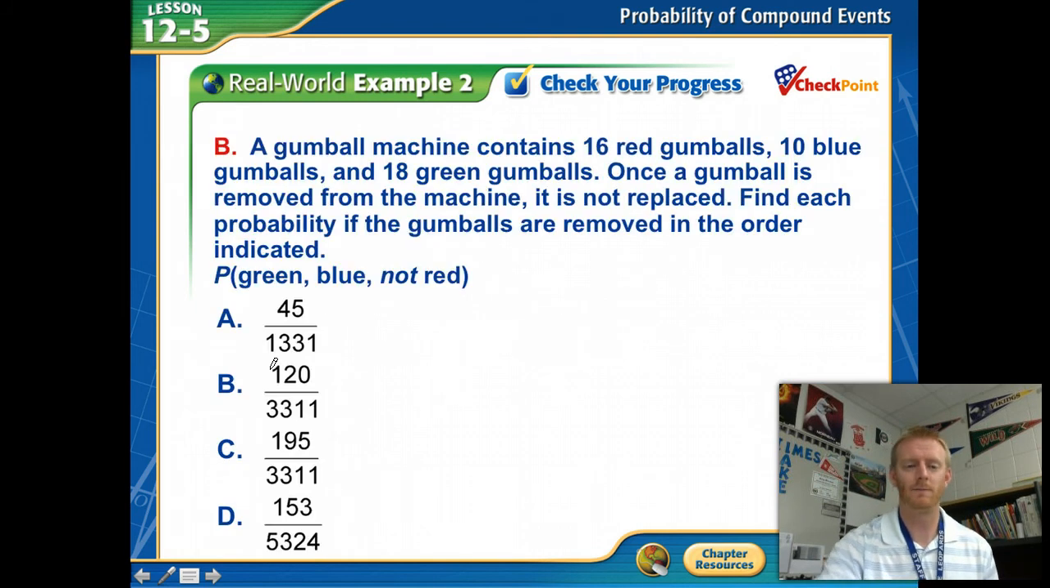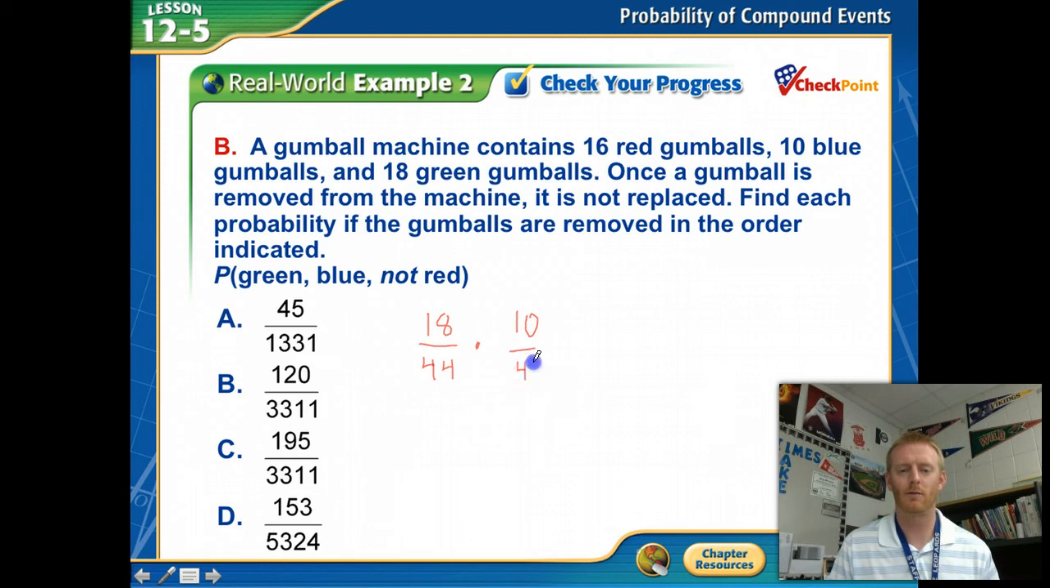Let's try one more. This time I'll try not to screw it up. So we have the same 44 marbles or gumballs. A green one is 18 out of 44 chance. And then they're removed. And then blue, there are 10 out of 43. And then that's not red.